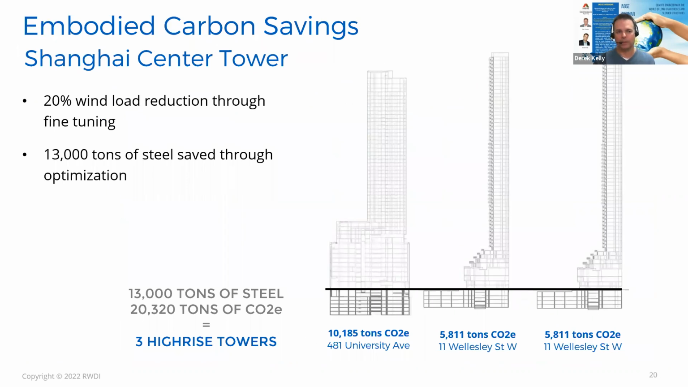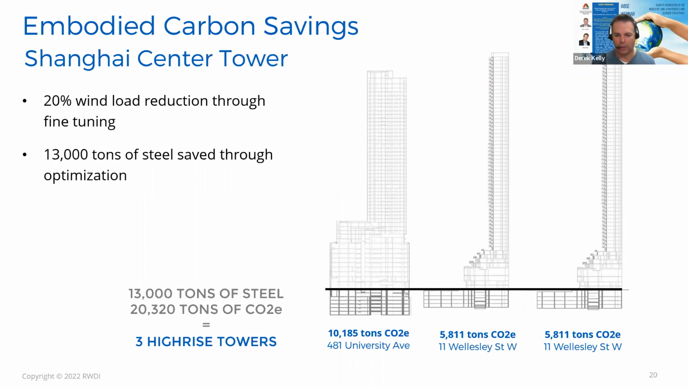What this means, and this is kind of the punchline, is that the 13,000 tons of steel that was saved is over 20,000 tons of carbon. We compared it to three buildings in Toronto that we've worked on of the same carbon equivalent. This is the equivalent of three high-rise towers. I realize that when I say 13,000 tons of steel, that's kind of an abstract number. What does it mean? Well, it's the equivalent of the total carbon put into these three buildings in Toronto. So it's a significant savings in terms of the potential impact on the climate.